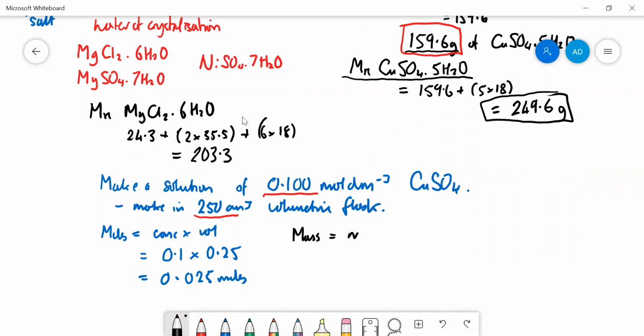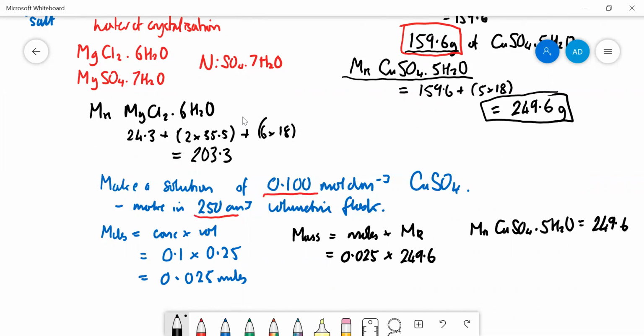Now we need to work out the mass of that. The mass is going to be equal to the moles times the Mr. So 0.025, and the Mr of copper sulfate pentahydrate, we worked out before, is 249.6. So 0.025 times 249.6 is 6.24 grams. So that needs to be of copper sulfate pentahydrate. We need to get that much and dissolve it in water.